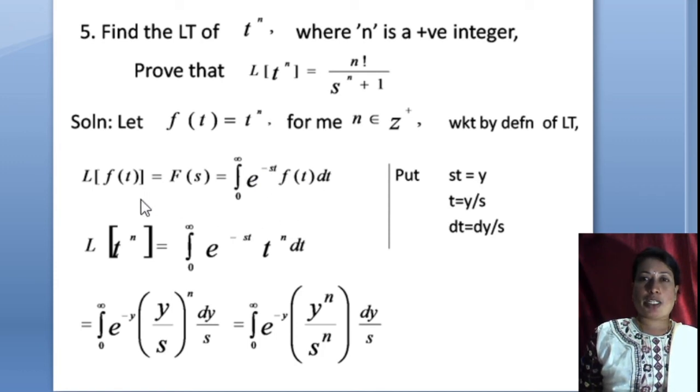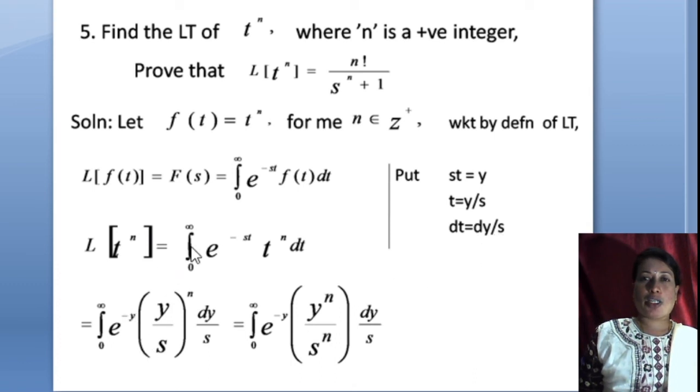Here f of t is equal to t to the power of n. By definition of Laplace transformation, we substitute f of t with t to the power of n. So the integration from 0 to infinity of e power minus st t to the power of n dt. To integrate this, we use the substitution method: put st equal to y, so t is equal to y by s. Differentiating with respect to y, dt by dy is 1 by s, so dt is equal to dy by s.